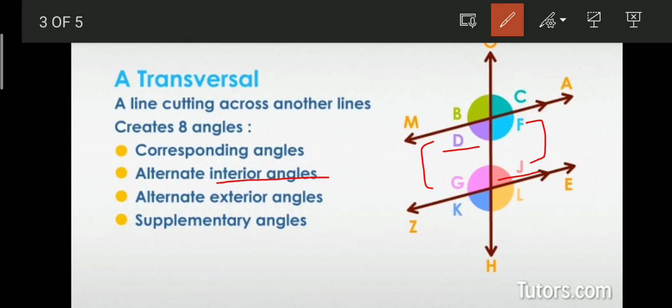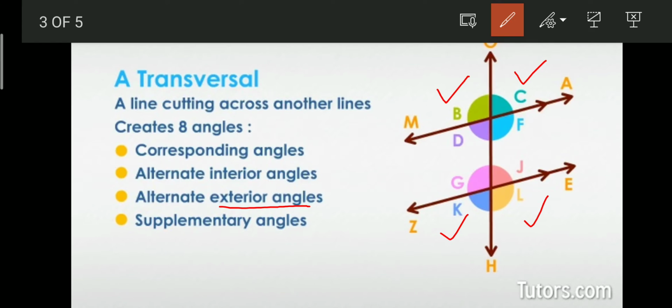So here we can see angle D and angle J are alternate interior angles, and angle F and angle G are alternate interior angles. Then the next one is alternate exterior angles. So now we have to talk about exterior angles only. So we can see B, C, K, L are exterior angles.